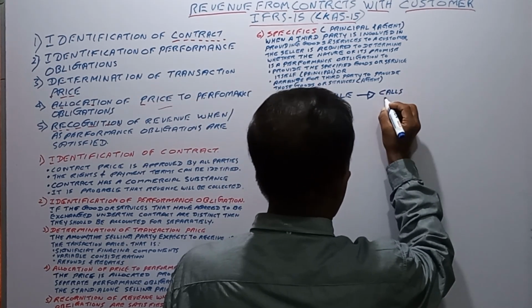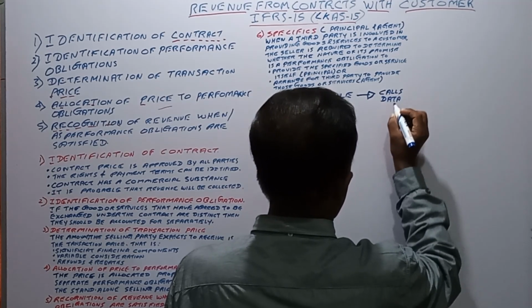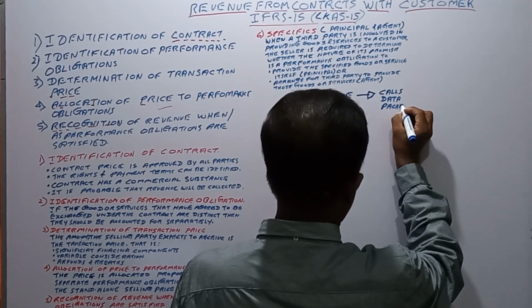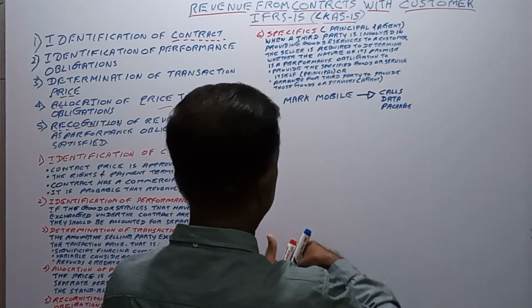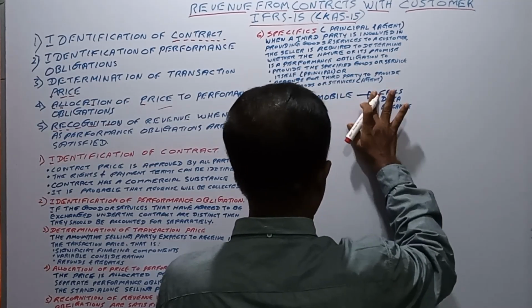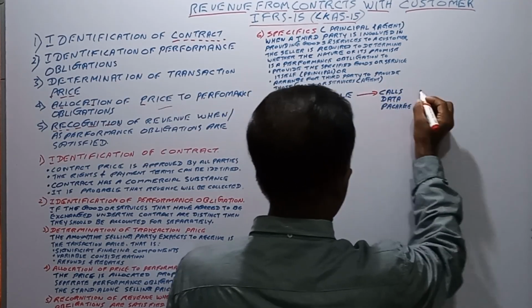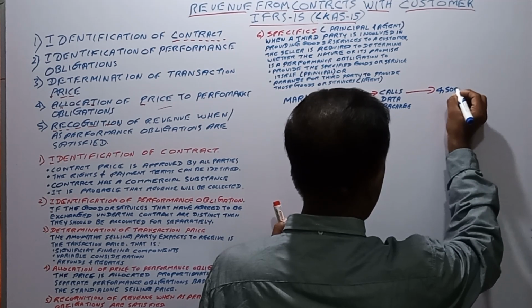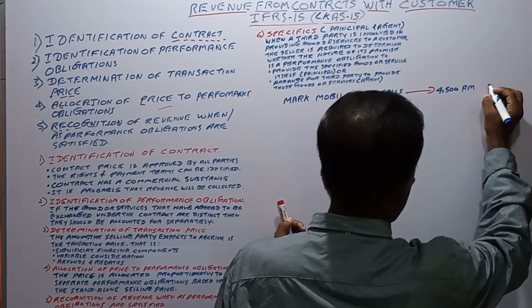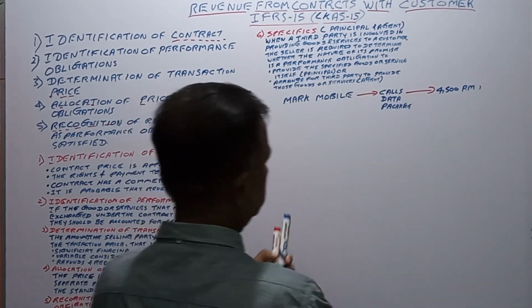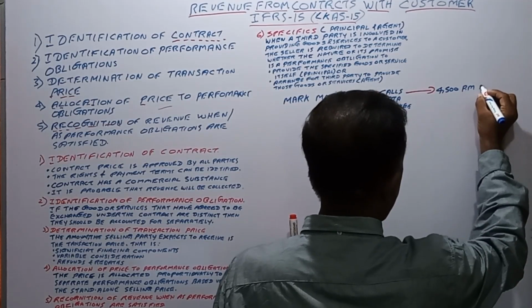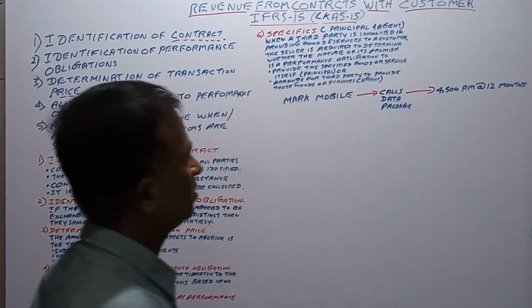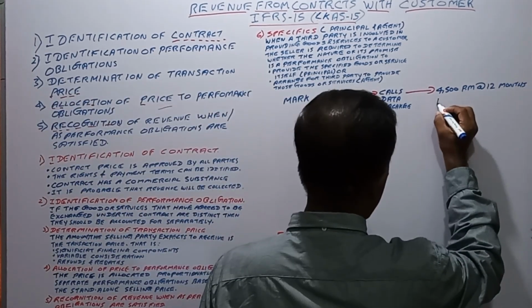They sell calls and data, right? A package for 4,500 per month, at the rate of 4,500 into 12 months, 12 months, right?